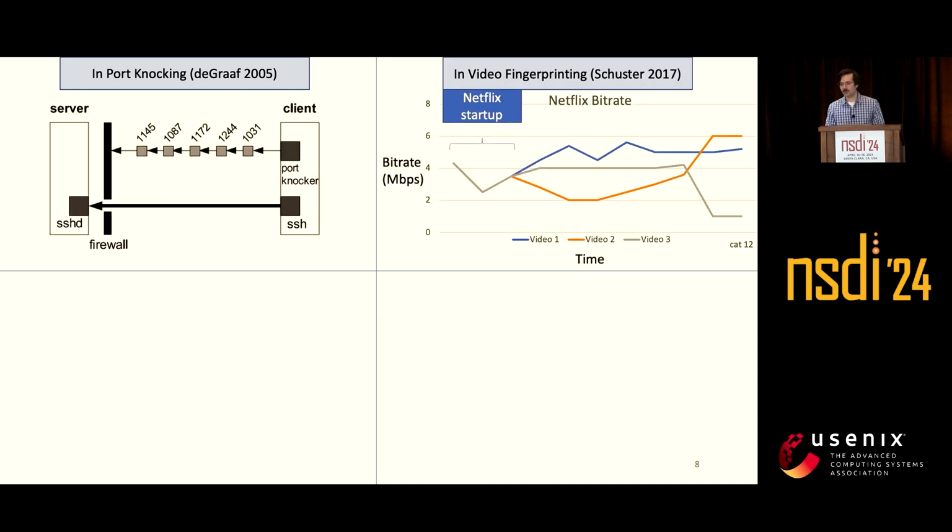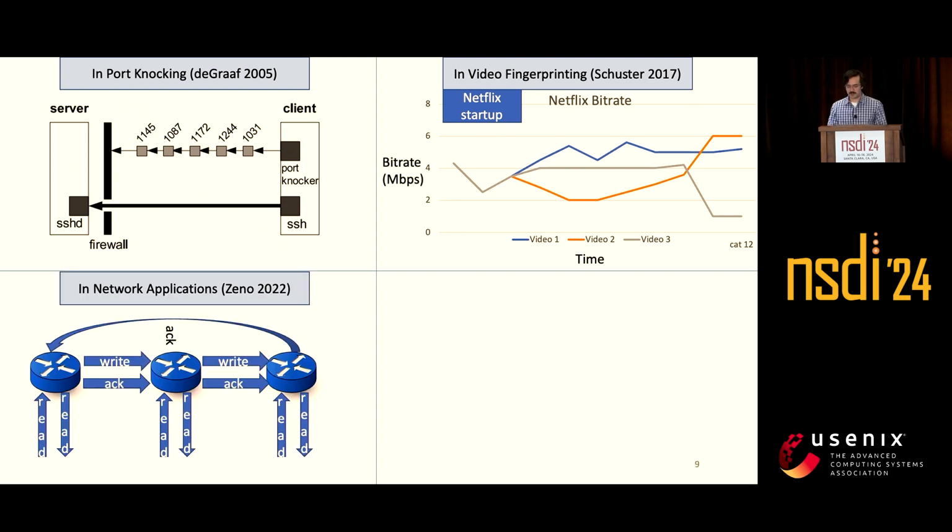In video fingerprinting, the sequence is different. In this case, it is a sequence of packet sizes. So here, even on encrypted data, the sizes of the packets that a client sends and receives can be used to indicate which video or which service that a user is using.